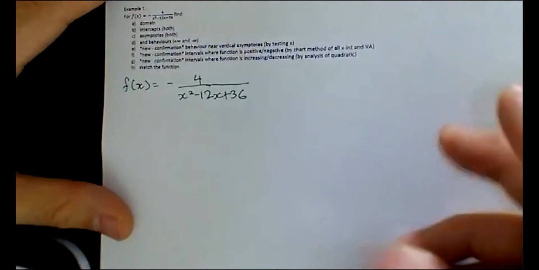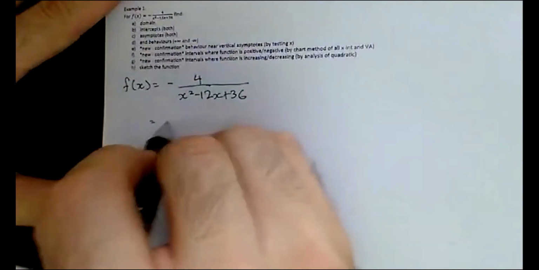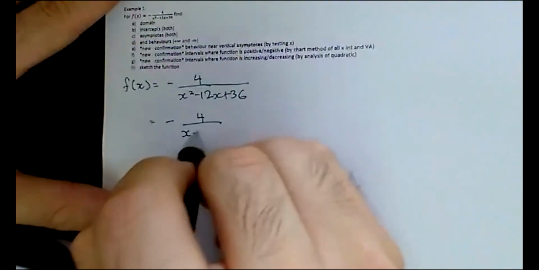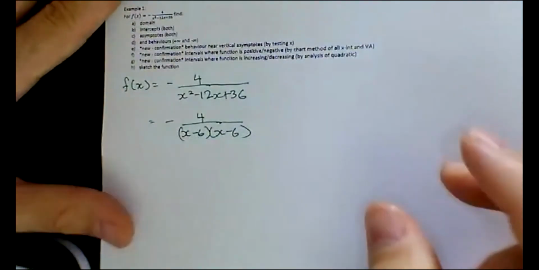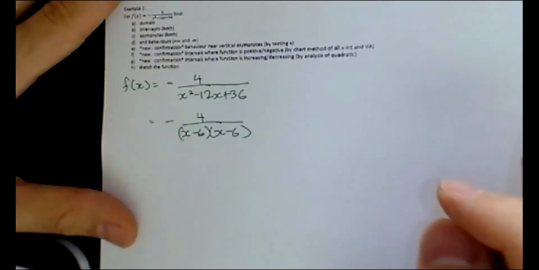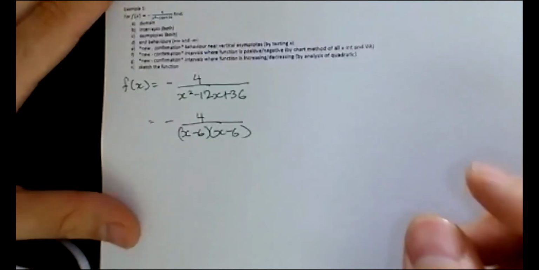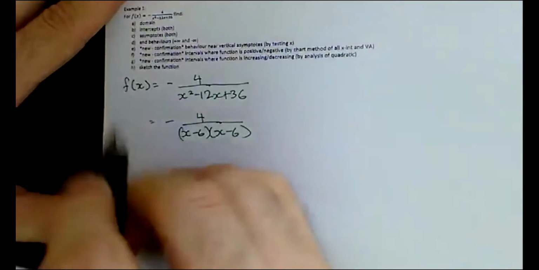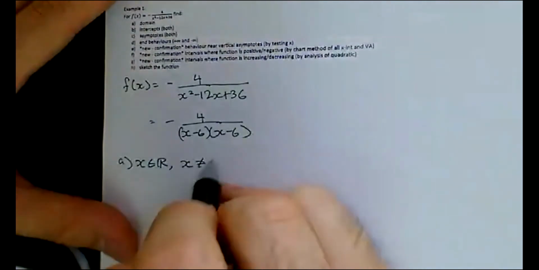Okay. If you want to find x-intercepts or vertical asymptotes, you need it in factored form. I'm going to do that for you. There. What's the domain? x can't be a 6.